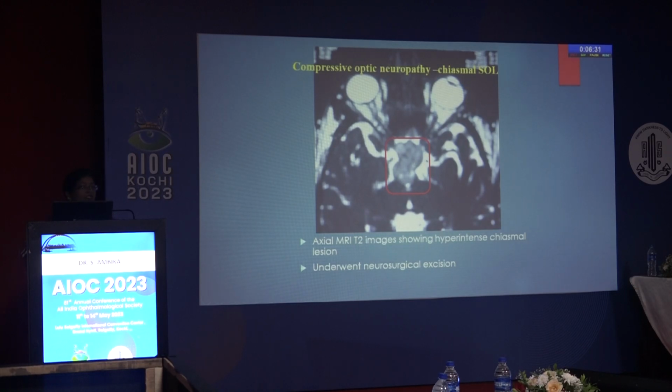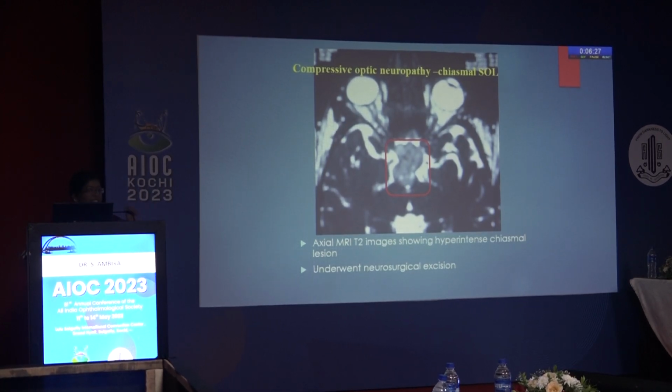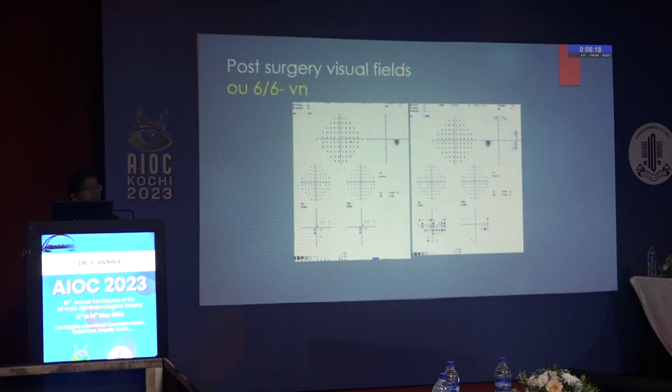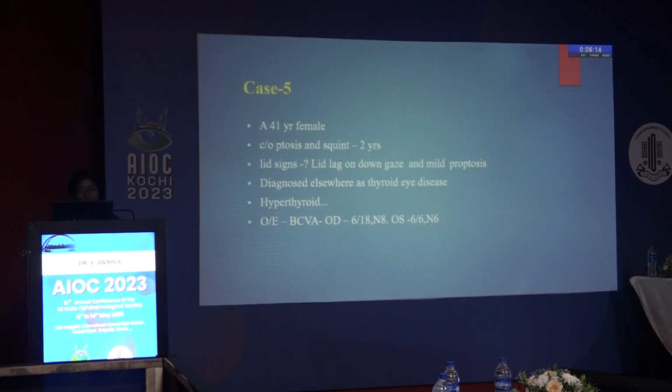So don't go about just with the history where the patient had a trauma, had so much deformity in the face, with CT showing a lot of orbital fractures, yet that was not the reason for the vision loss he had, and that's the chiasmal lesion. And this is the post-treatment, post-neurosurgical excision. The patient had a very good visual recovery.